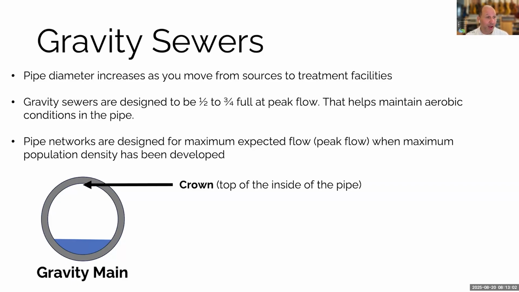Couple of terms to remember. The crown is the top of the inside of the pipe. The invert is the bottom of the inside of the pipe, and that's also sometimes used for the bottom of manholes. So just some vocabulary terms there.